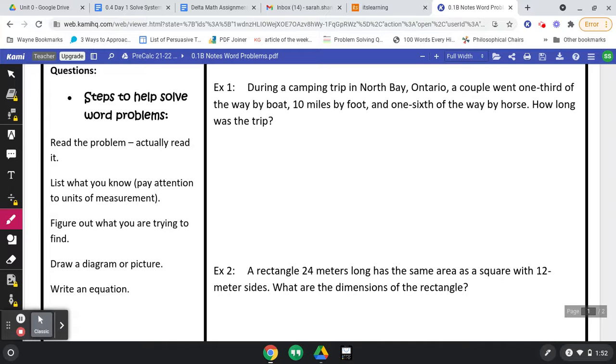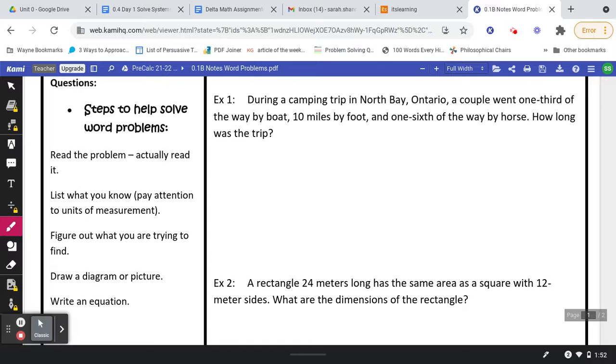Let's go ahead and get started with example number 1. During a camping trip in North Bay, Ontario, a couple went 1/3 of the way by boat, 10 miles by foot, and 1/6 of the way by horse. How long was the trip? So we read the problem.